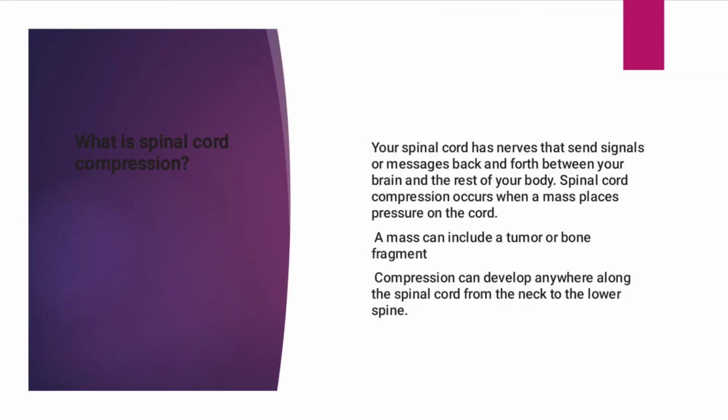Spinal cord compression. What is spinal cord compression? Your spinal cord has nerves that send signals or messages back and forth between your brain and the rest of your body. Spinal cord compression occurs when a mass places pressure on the cord. A mass can include a tumor or a bone fragment. Compression can develop anywhere along the spinal cord, from the neck to the lower spine.